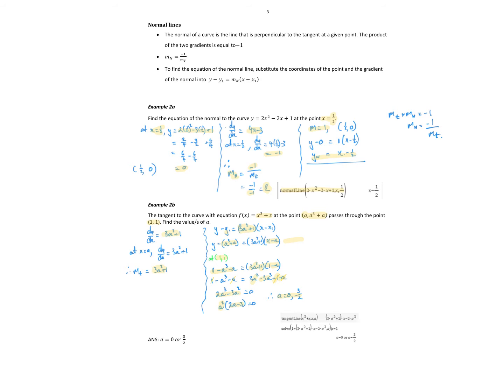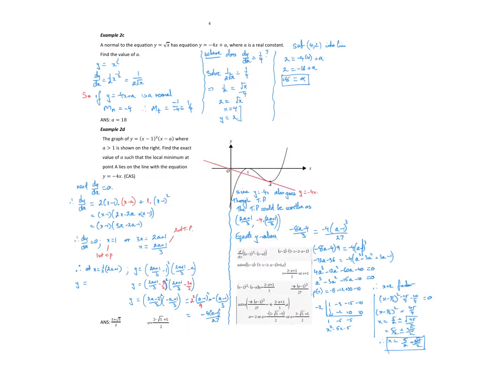On my CAS, find the tangent line of that function at the point a, and there's the equation of the tangent line. And I want to solve for a, substituting in y equal to 1, x equal to 1, and it gives me my 0, 3 on 2.